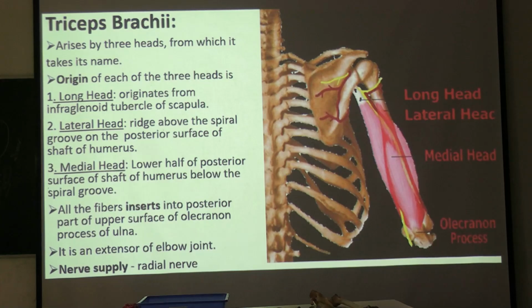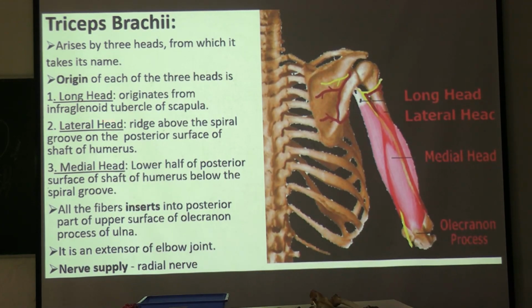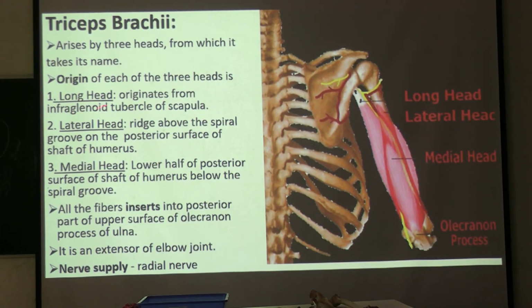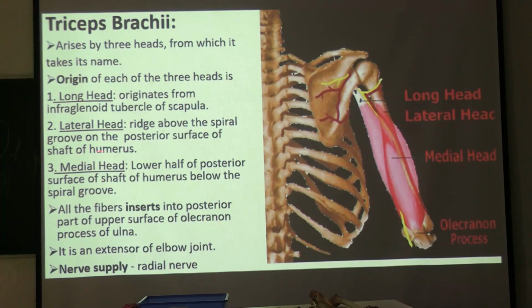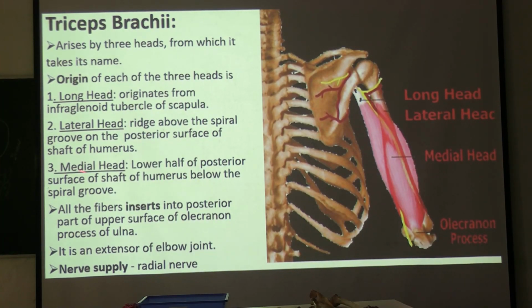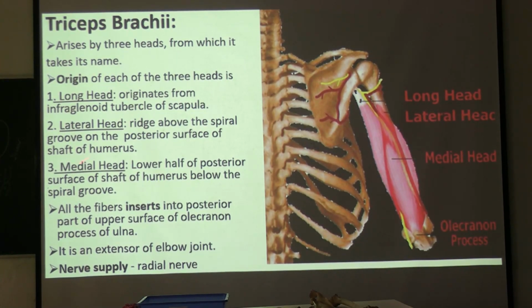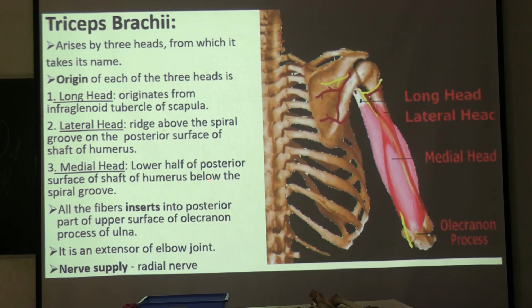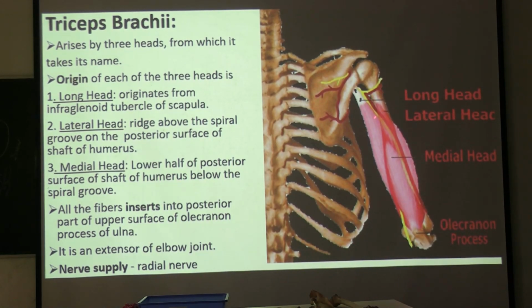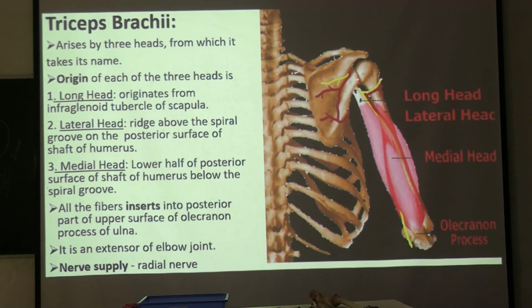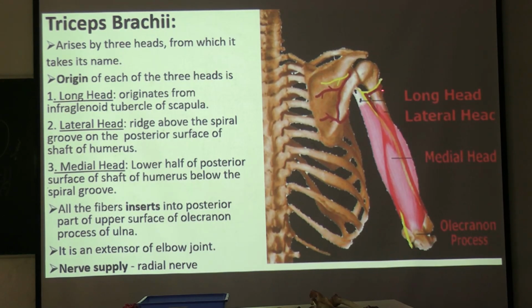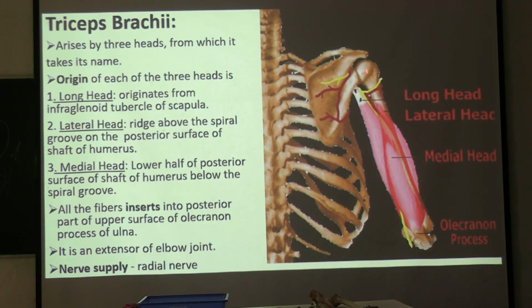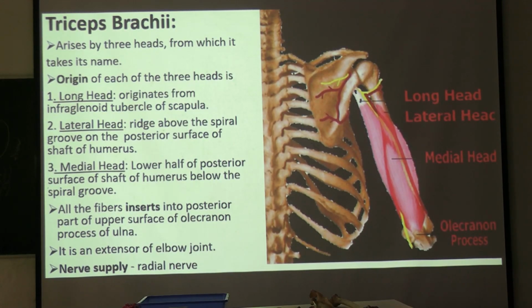Long head, we have read today, originates from infraglenoid tubercle of scapula. Lateral head from ridge above the spiral groove on the posterior surface of shaft of humerus, and medial head from the lower half of posterior surface of shaft of humerus below the spiral groove. See here, this is long head originating from infraglenoid tubercle. This is lateral head and this is spiral groove. Above the spiral groove, lateral head; below the spiral groove, medial head.